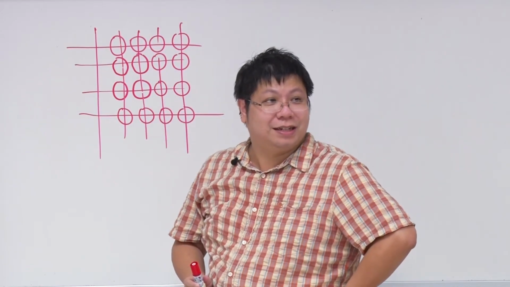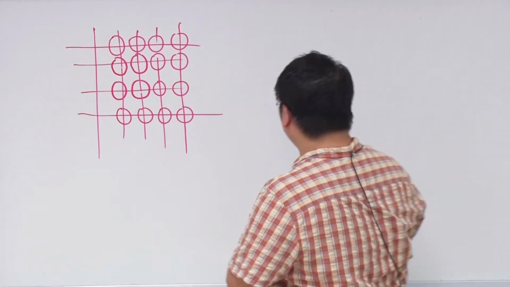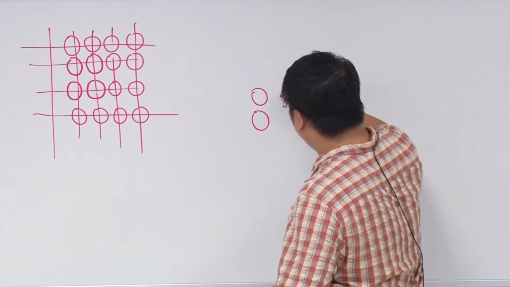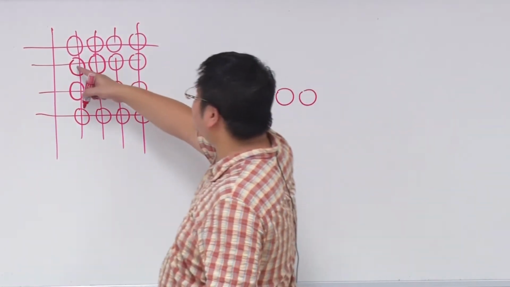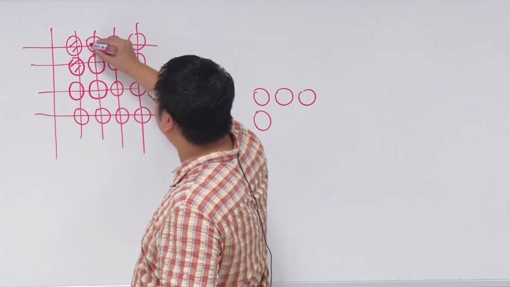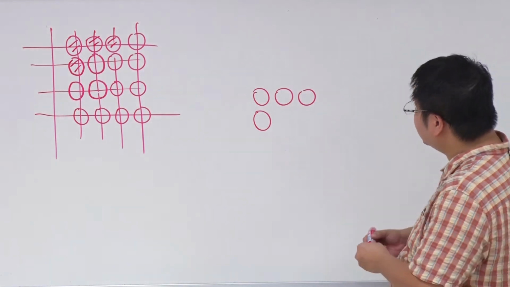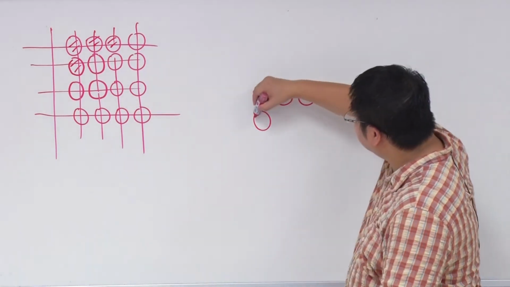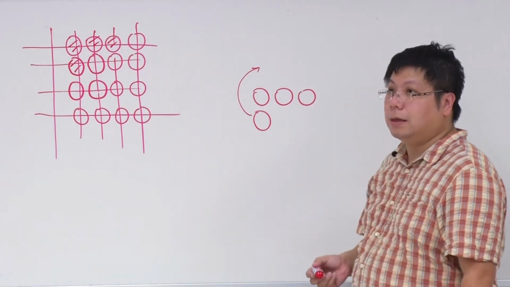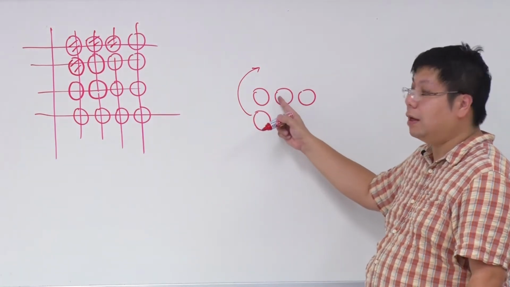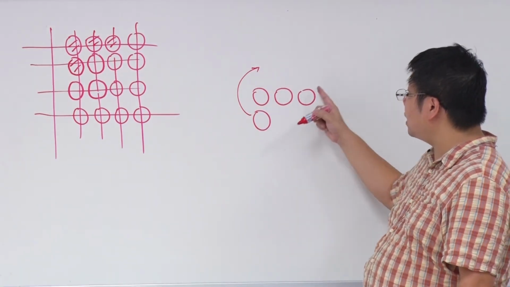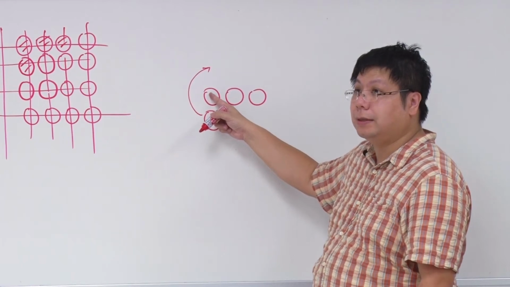Can you see that? So I'm going to start with something like an L shape. Focus on these 4 pieces. What I'm going to do is I jump this here. So this is gone. When this is gone, then I have these 2 pieces. I can jump this piece over this place. Is that okay?